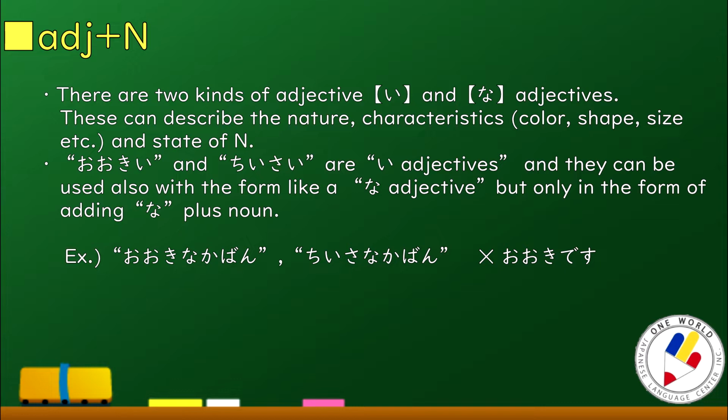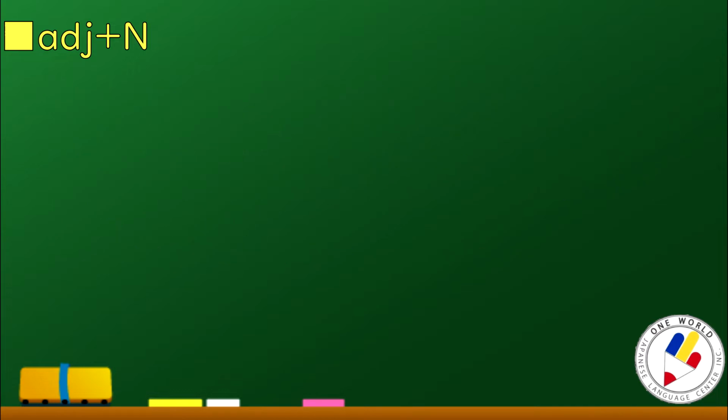Example, oki na kaban, chisa na kaban. Wakarimashita ka? Let's try example adjective plus noun.